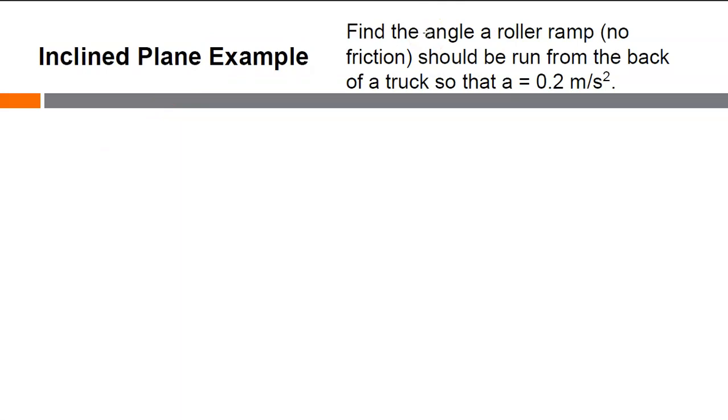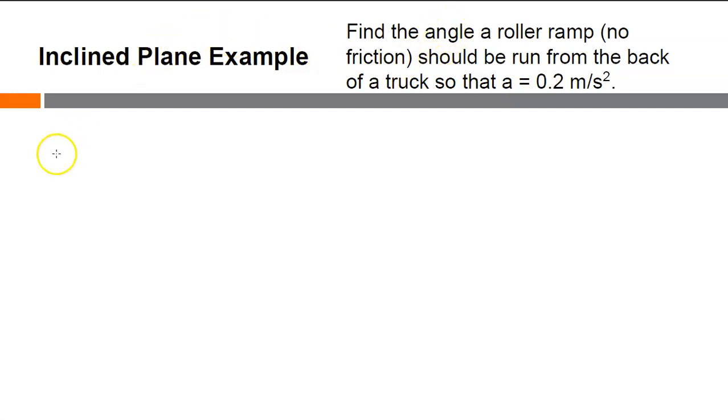Find the angle a roller ramp should be run from the back of a truck so that a equals 0.2 meters per second squared. This one's fine. We can do this. There's no friction in it. We can come back on the next video and do this problem again when we do have friction, but right now there's not any, so we're not worried about it.